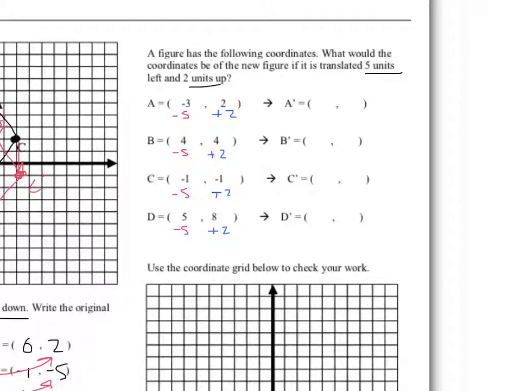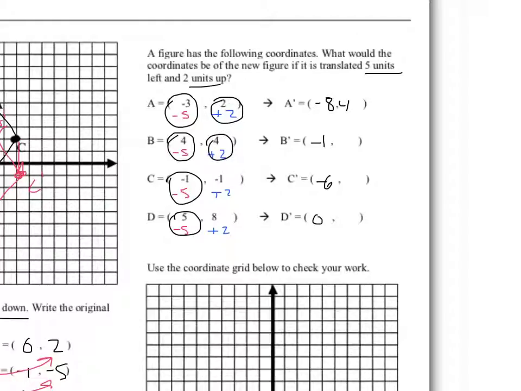And so when we do this, we have -3 plus -5 gives me -8. 4 plus -5 gives me -1. -1 plus -5 gives me -6. 5 plus -5 gives me 0. 2 plus 2 gives me 4. 4 plus 2 gives me 6, -1 plus 2 gives me 1, and 8 plus 2 gives me 10. So these are going to be my new coordinates had I translated this figure 5 units to the left and 2 units up.